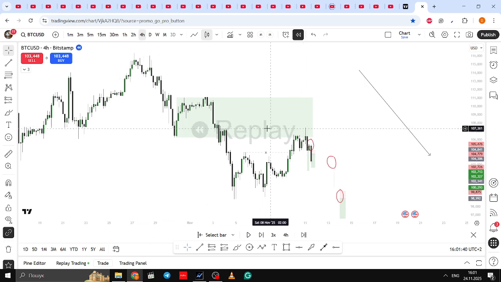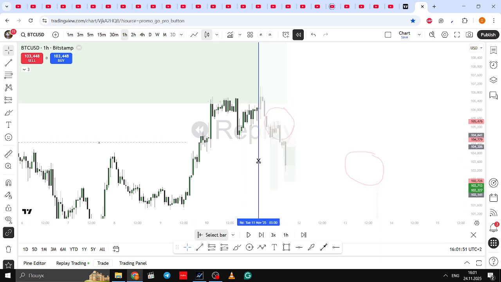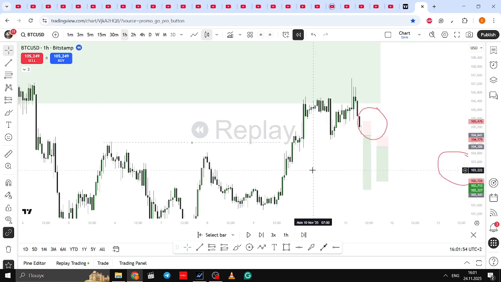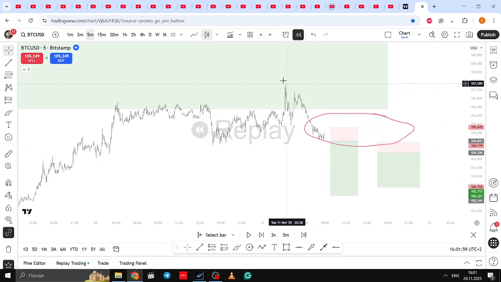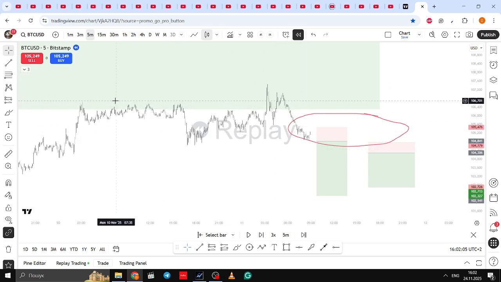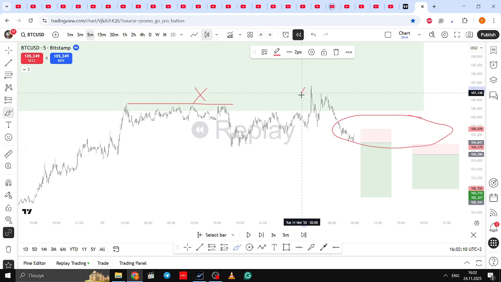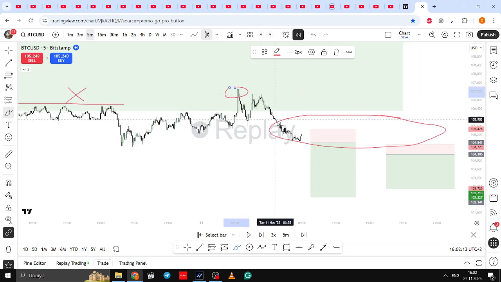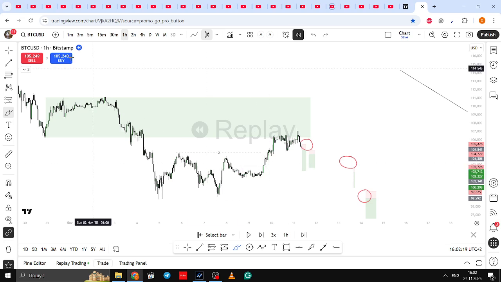So after the reaction from the zone, after taking out this liquidity here, we started to see some new bearishness coming into play. And the first possibility to enter could be this one. So on the 5 minutes we can see a big range in the point of interest, in the zone of interest. We could interpret this as a liquidity sweep and then the move to the downside.